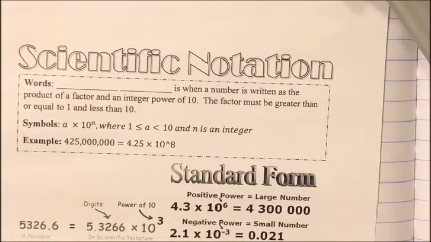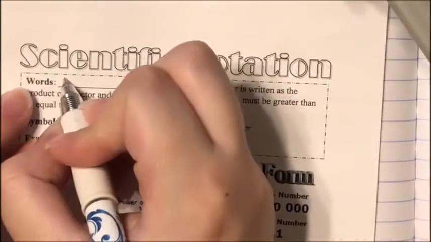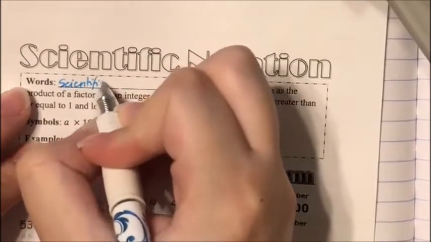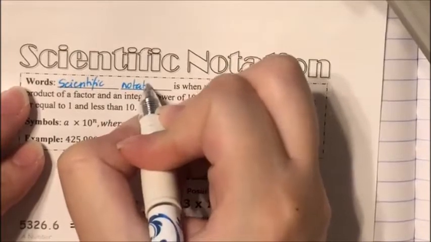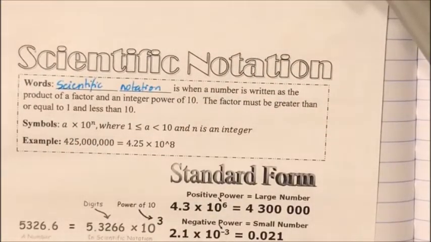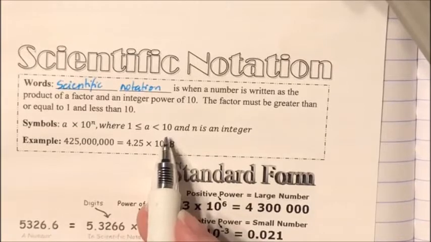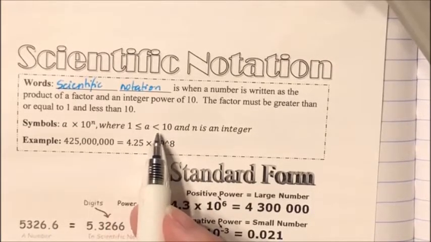All right, so this is chapter 1, lesson 6, and we're going to do this in 2 parts. So this is part 1 of scientific notation. In words, scientific notation is when a number is written as a product of a factor and an integer power of 10. The factor must be greater than or equal to 1 and less than 10. So it has to be between 1 and 10. Okay? Greater than or equal to 1, but less than 10.